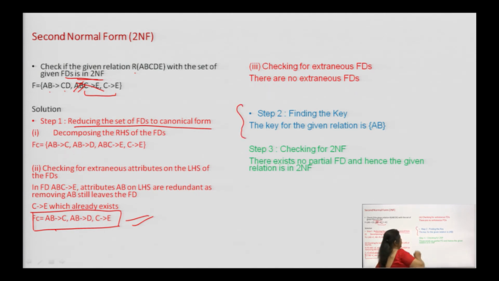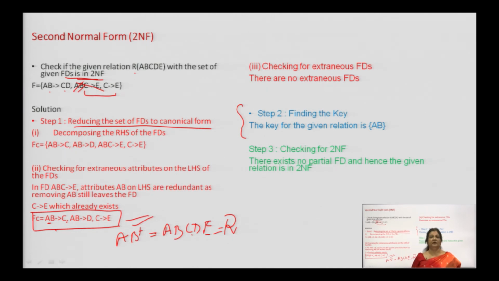Step 2 is to find the key for the given relation. The key for the given relation is AB. How? Let us quickly see. AB closure is equal to ABCDE. How? AB closure is AB, AB determines C, AB determines D and C determines E, which is equal to the given relation, and hence AB is the key. If we check for C, C closure will not be equal to R and hence C is not the key. So, the key for the given relation is AB over here.